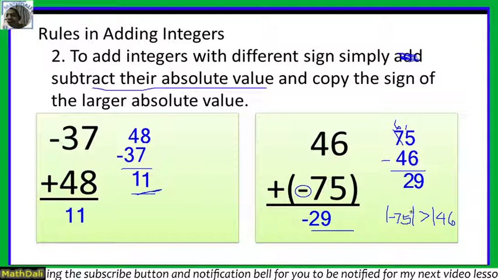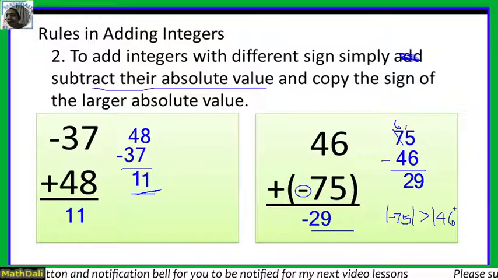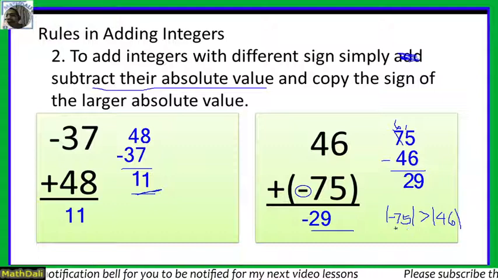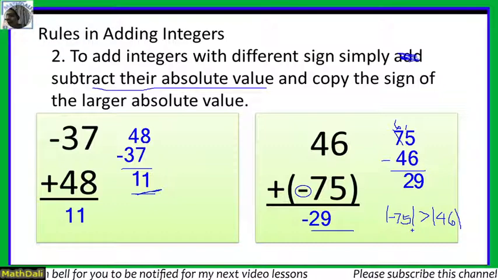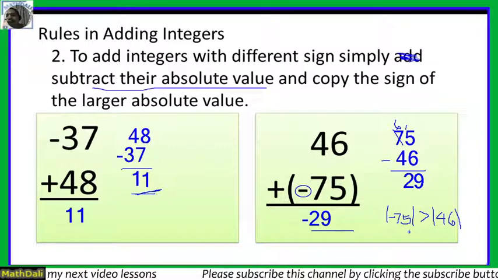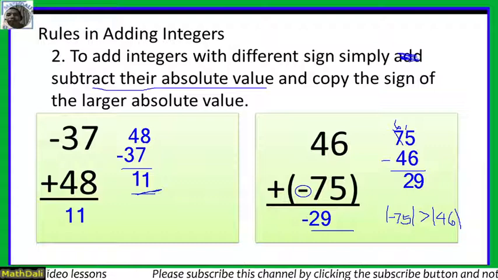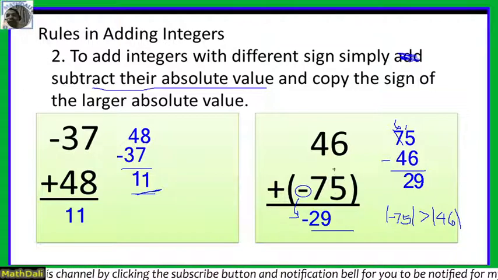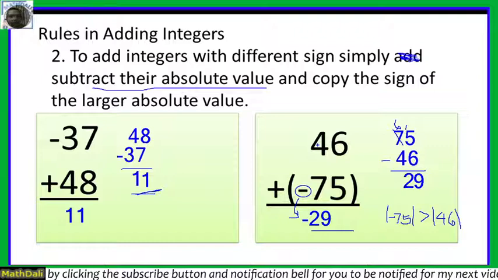Then, compare ninyo yung absolute value ng dalawang number. Ano yung mas malaki? Yung absolute value ba ng negative 75 or yung 46? So, syempre, that is negative 75. Okay, so kung ano yung sign ng negative 75, yun yung lalagay sa sagot. Ayan, kung ano yung mas malaki. Yung absolute value. Okay, next.